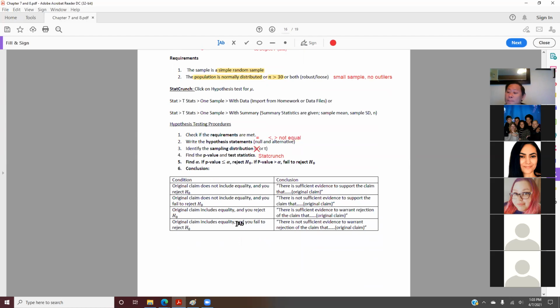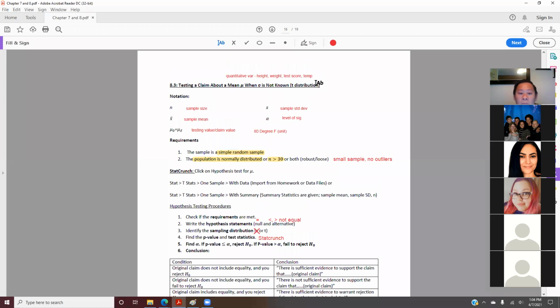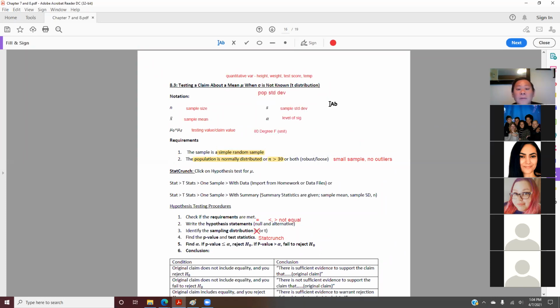I have a question. Yep. Cecilia. If you look at the title, it says testing a claim about a mean when sigma is not known. What's sigma, standard deviation, right? Yep. This sigma is called the population standard deviation, and s is the sample. So that means your population standard deviation is not given to us, or it's not known in this case.